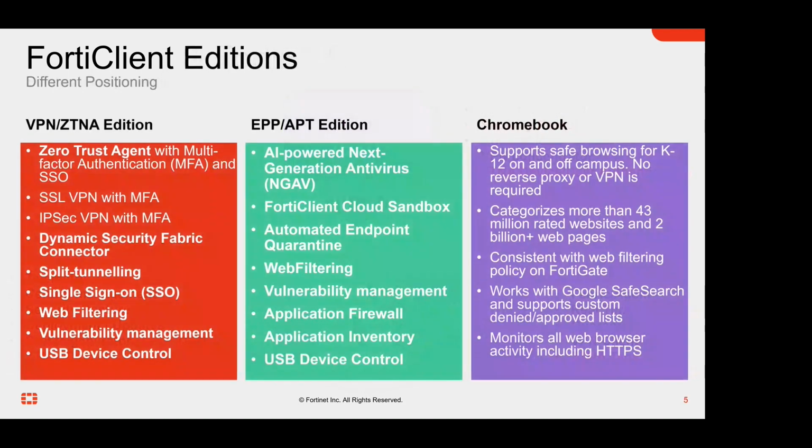So as you see here, we have different editions or positionings. We have three editions at the end. We have this VPN ZTNA edition, which is, let me say, more or less the base edition. The connection edition, which is really used for VPN connection or ZTNA connection, is without all this EPP stuff. We have the EPP APT edition. This is the full-blown. This is including the VPN ZTNA part, and it's also including all the security features like AV, like behavior-based detection, like web filtering, vulnerability management, and so on and so on.